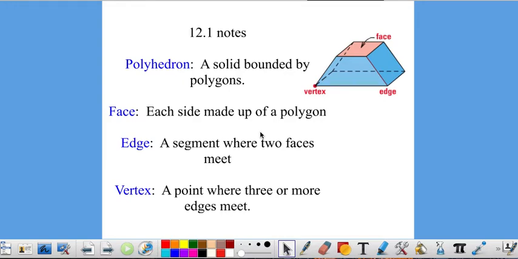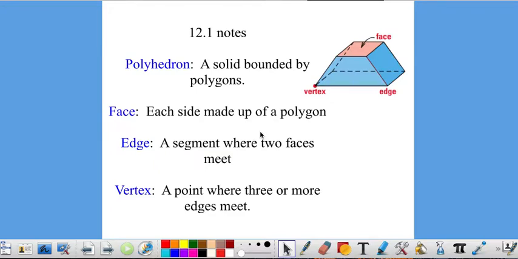So we're going to start chapter 12 by mainly looking at some vocab as it relates to three-dimensional figures. So in chapter 11 and basically everything we've done all year, everything has been two-dimensional. It's been in the coordinate plane or something we can draw on paper. Chapter 12, we finally start to look at three-dimensional things, and today we're going to focus on polyhedrons.